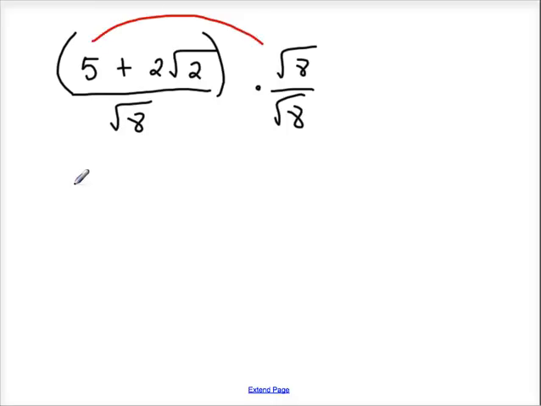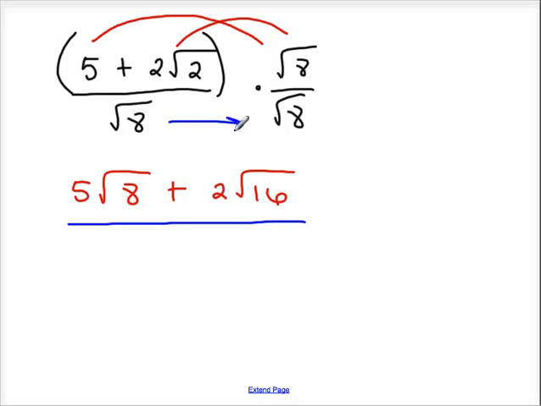So 5 times radical 8 is 5 radical 8. And then 2 radical 2 times radical 8 becomes plus 2 radical 16 over radical 8 times radical 8, which is just 8. Always check. Can I simplify anything else? Well, couldn't you simplify the 8 before you started? You could have simplified the 8 before you started, absolutely. That's one strategy.